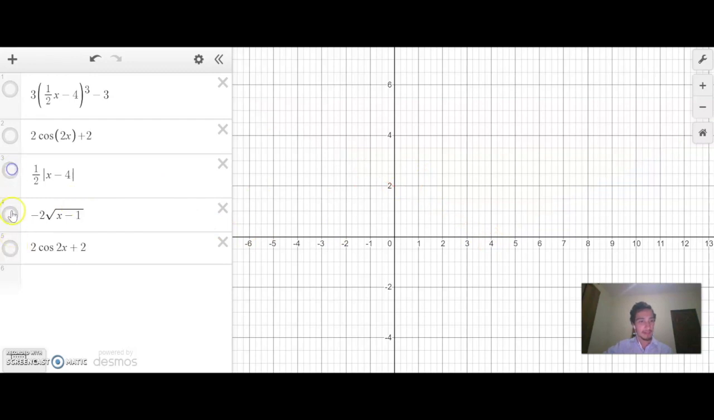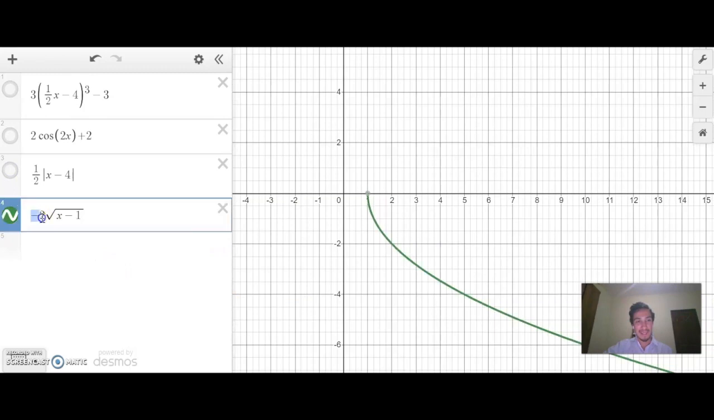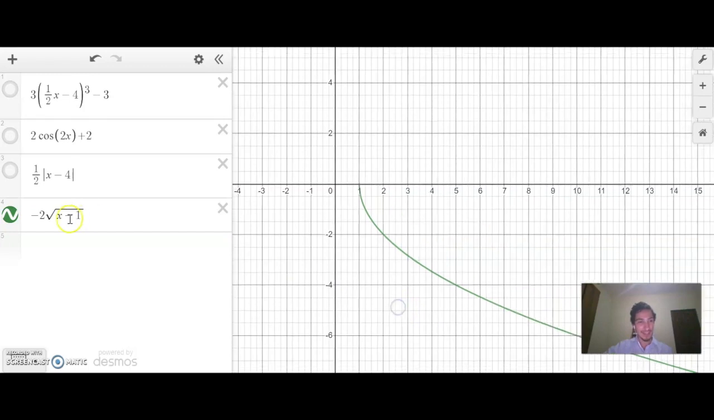And then finally, we have the square root function. So because we have this negative right here, this negative 2, we're actually going to flip it across the x-axis. So we can see that there, and we're also going to want to vertically stretch it by a factor of 2. So we're going to stretch it and flip it at the same time. And then this x minus 1 will give us a shift to the right by 1 unit.